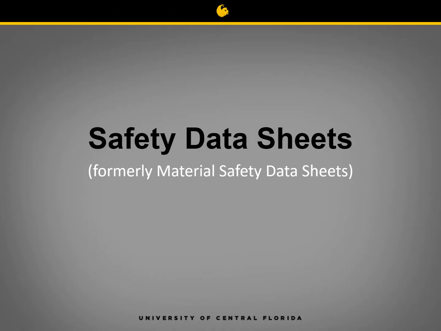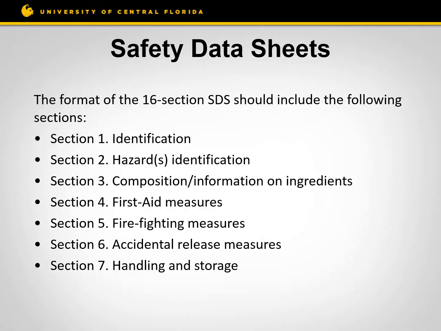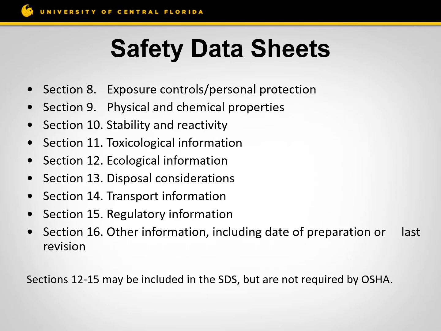Safety data sheets were formerly known as material safety data sheets. The format of the 16-section safety data sheet should include the following sections: identification, hazard identification, composition information on ingredients in the compound, first aid measures, firefighting measures, accidental release measures, handling and storage, exposure controls, personal protection, physical and chemical properties, stability and reactivity, toxicological information, ecological information, disposal considerations, transport information, regulatory information, and other information including the date of preparation or last revision of the safety data sheet.